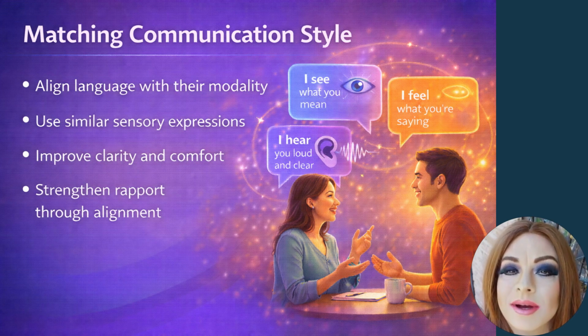Once you recognize someone's sensory modality, you can begin adjusting your communication to match. For example, if someone uses visual language, you might say, "Let's look at the big picture." If someone uses auditory language, you might say, "That sounds like a solid plan." If someone uses kinesthetic language, you might say, "That approach feels practical." Matching language patterns helps communication feel more natural for the listener. This alignment improves understanding and strengthens rapport.